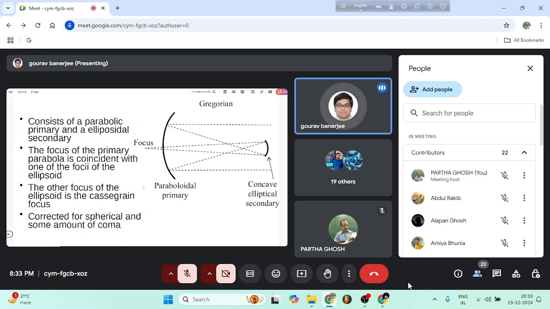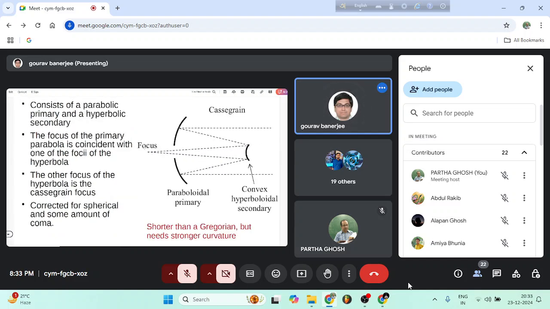The second one we'll talk about is the Gregorian. It has a paraboloid primary and an elliptical or ellipsoid secondary. So this one is corrected for both spherical aberration and some amount of coma and astigmatism. So you can use this for a fair bit of field of view, not a very large field of view, but definitely some amount of field of view. So maybe around 10-15 arc minutes or so.